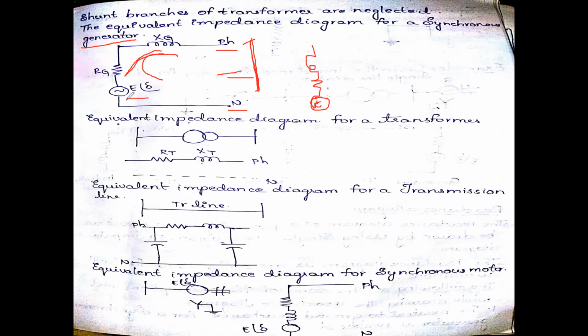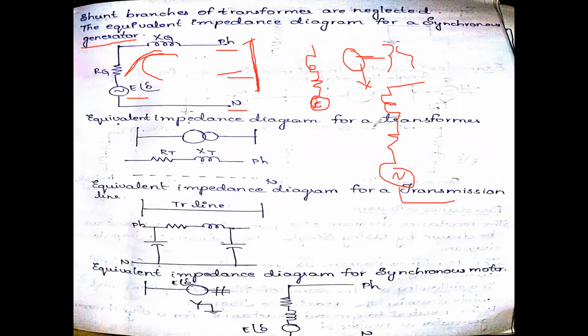If you want to represent a generator in the impedance diagram, previously in the single line diagram you saw a generator and a transformer. This generator will be replaced by series elements like this. Therefore, this is your generator. In place of the generator, you draw the impedance diagram like this.